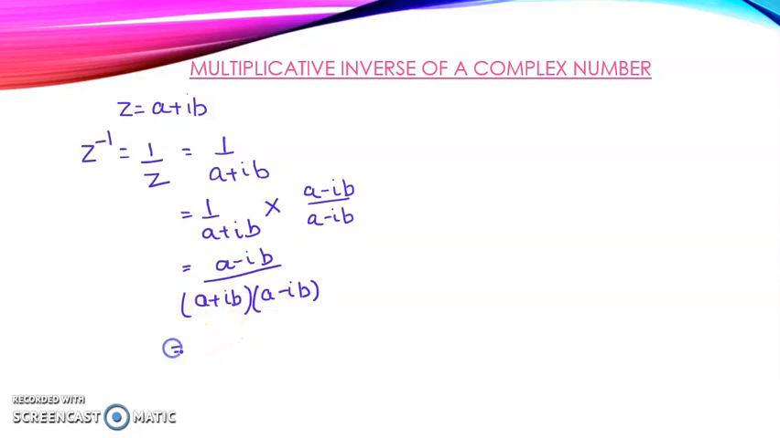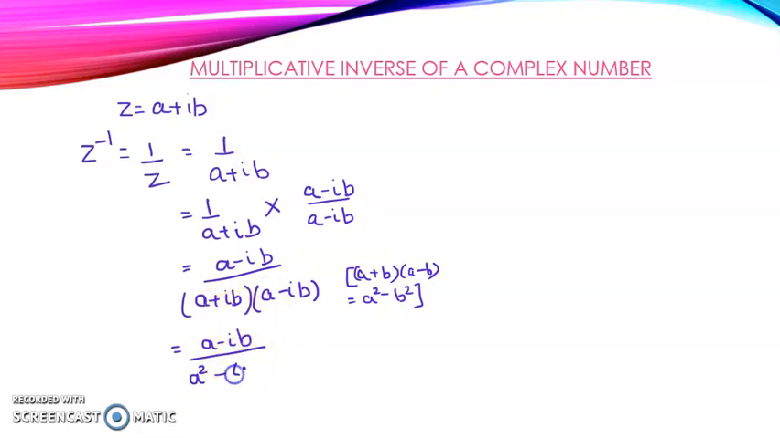So numerator will be same, a minus ib, upon, now this is a plus b into a minus b. So a plus b into a minus b is a square minus b square. I'm writing here a plus b into a minus b is equal to a square minus b square. This we studied as an identity in our junior classes. So this will be a square, I can write it directly, a square minus b square. So what is the value?